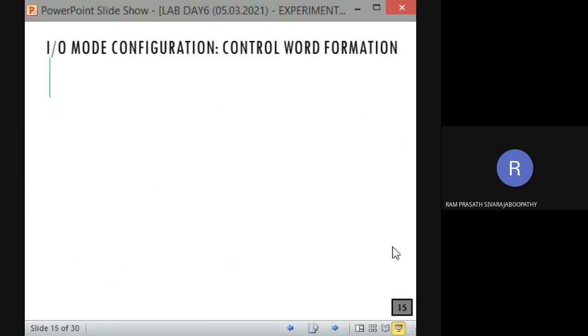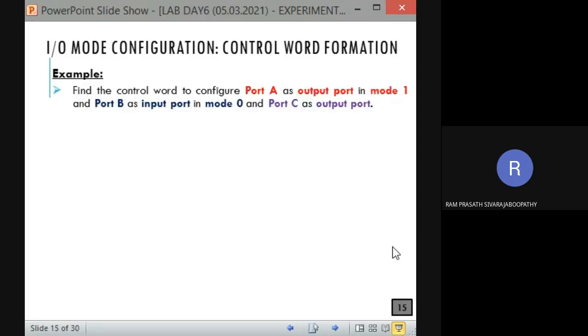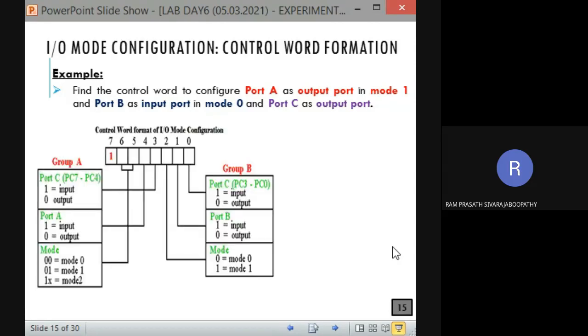Okay, let's have some clear idea. Let's see how to form an IO mode configuration. Find the control word to configure port A as output in mode 1 and port B as input in mode 0 and port C as output. As for port C, the mode of operation is not specified. Fine, that means it is mode 0 only. Can you find the control word for this?